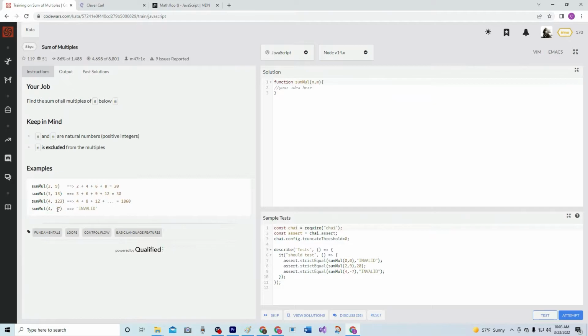Here's some examples of what they're looking for, right? And so as you can see here, anything with a negative is going to be invalid. Because all these multiples are always going to be positive, we can start off with this. What do we have? If n is less than or equal to m, return invalid. All right, let's start off with that, just to get that out of the way.